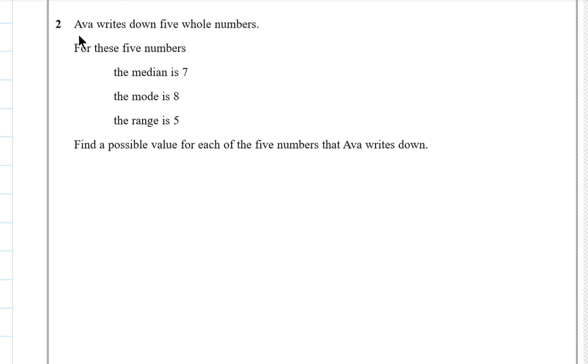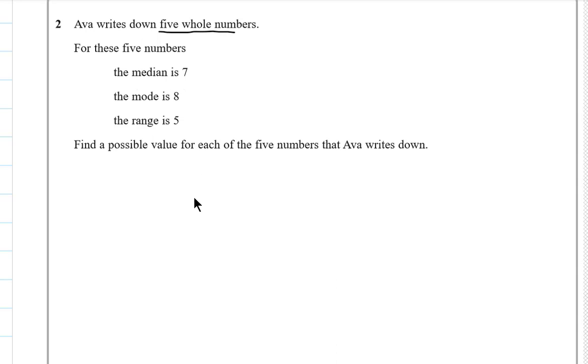Okay. 2. Ava writes down 5 whole numbers. For these 5 numbers, the median is 7, the mode is 8, the range is 5. Find the possible value for each of the 5 numbers that Ava writes down. It's a very interesting question. Okay, how can we use the first information? The first information that we have is 5 whole numbers. The second information we have is median is 7.